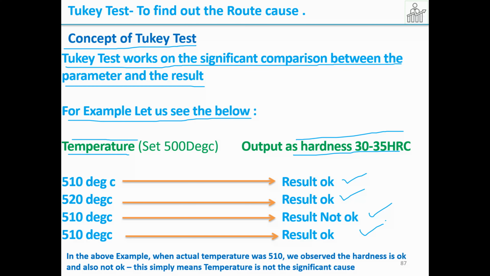So what you are understanding from this is, when the temperature is 510 degree, the result was okay. When the temperature is 510 degree, the result was not okay. That means for the same input parameter, the hardness is coming okay as well as not okay. That means temperature is not the significant parameter for the hardness variation. That is the conclusion. So we can ignore this parameter. In the above example, when actual temperature was 510, we observed the hardness is okay and also not okay. This simply means temperature is not a significant cause. So that is what it is telling.